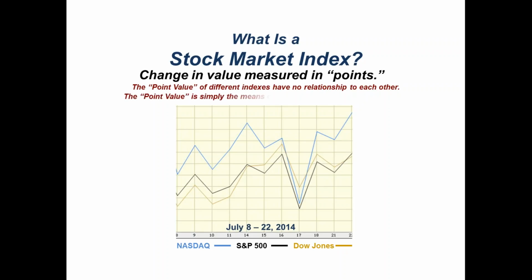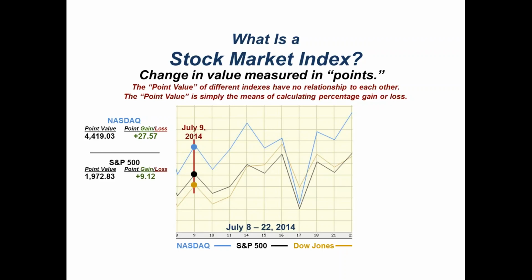Let's look at a point in time here, okay? So, July 9th, 2014, okay? The blue line's the NASDAQ, the black line is the S&P 500, and the Dow is that brownish line. Let's look at what happened on this day. The NASDAQ ended up with a 4,419 point value, which was a 27.57 point gain, okay? That same day, the S&P 500 gained 9.12 points. And that same day, Dow Jones gained 78, call it 79 points, okay?